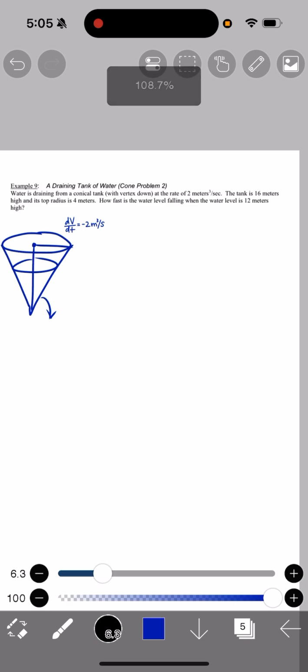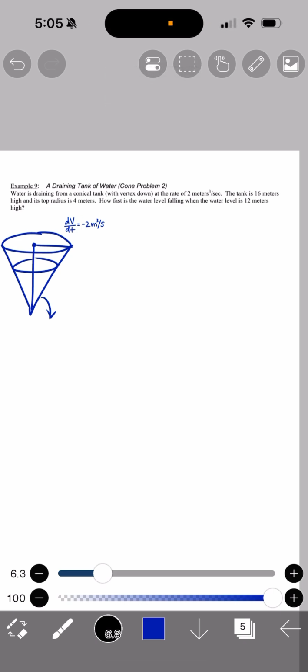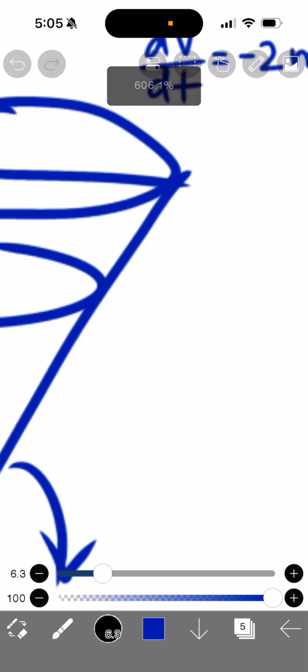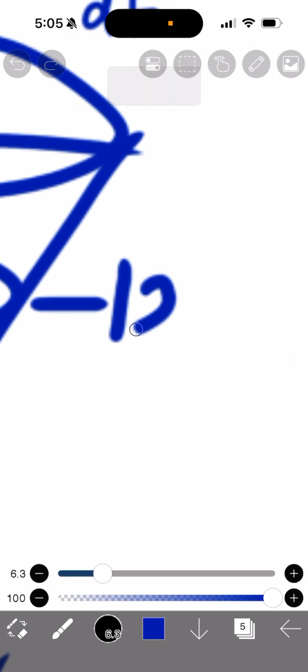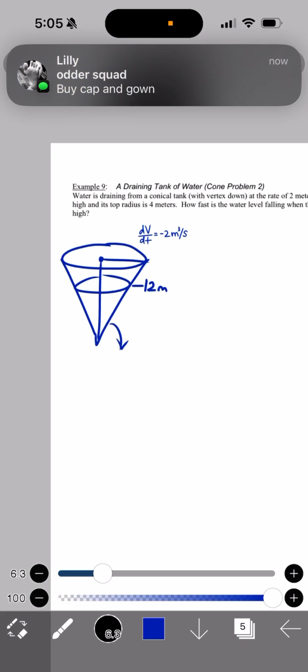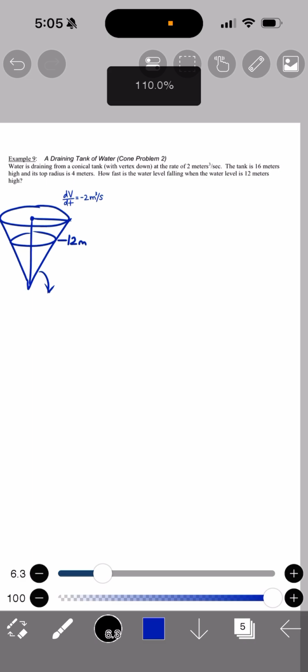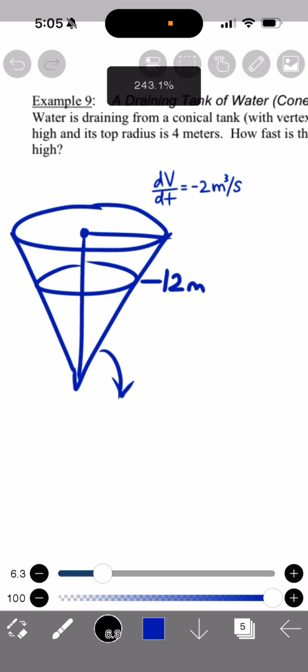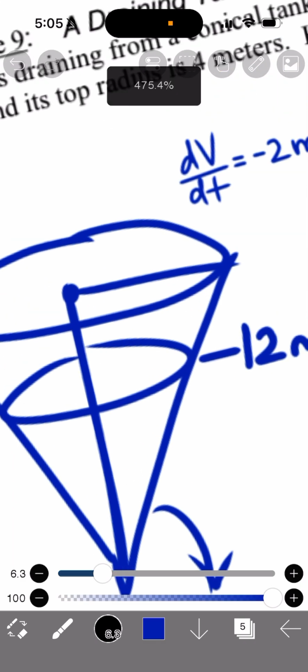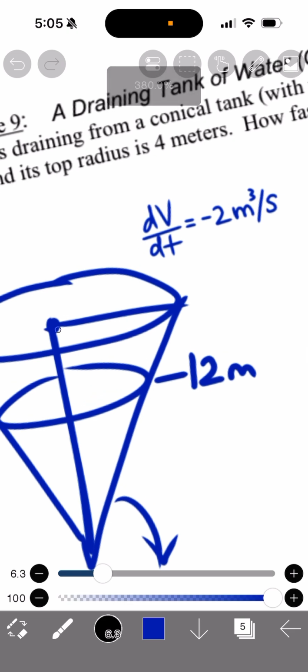The next thing they tell us is that the tank is 16 meters high and its top radius is 4 meters. How fast is the water level falling when the water level is 12 meters high? So what we know is that they're asking us about when the water level is here, when it's 12 meters high. But for some reason, they tell us that the tank is 16 meters high, that this length here is 16, and that this length here is 4.